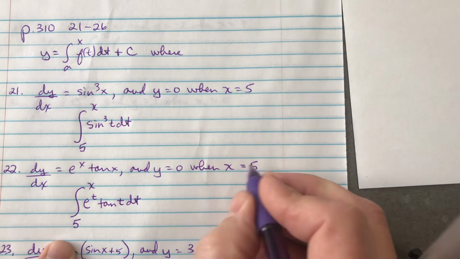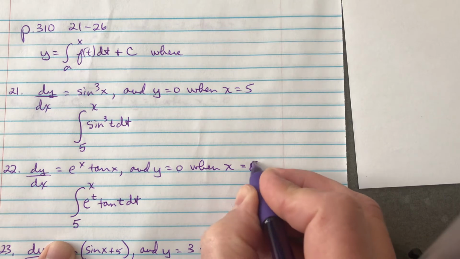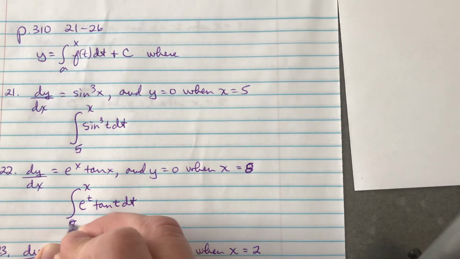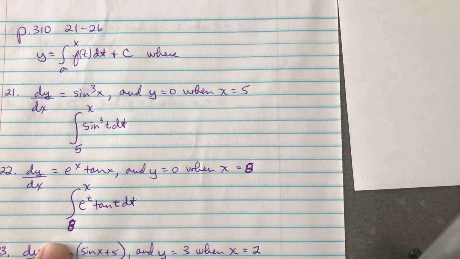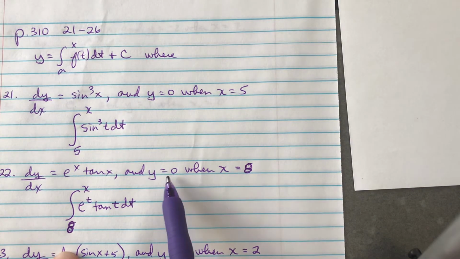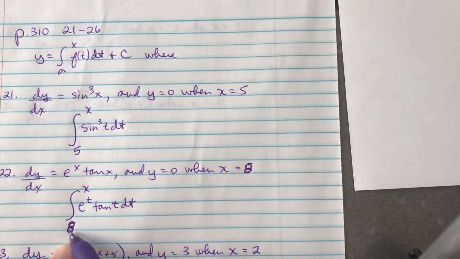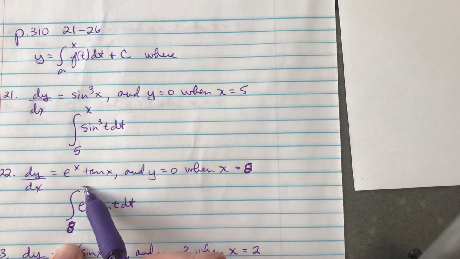Now, I noticed that I made a mistake. This should have been 8. And so this would be 8. So y is 0 when x is 8, because from 8 to 8 would give you 0.